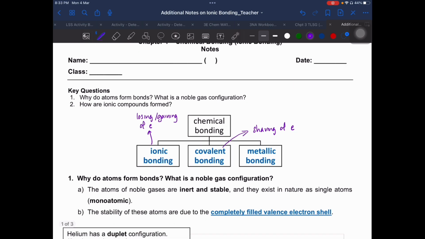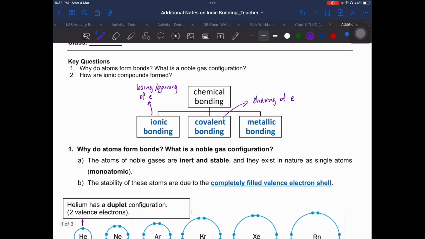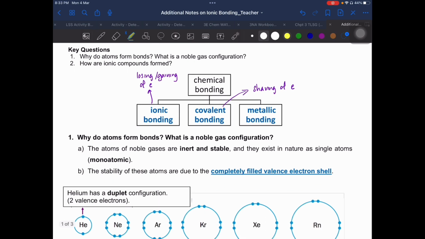So just a quick recap on why we are even concerned about these ideas of bonds, right? Why do we want to know whether atoms should form bonds or not? If you recall in the earlier chapter on atomic structure, I mentioned this thing called noble gas electronic configuration, or something that we call a completely filled valence electron shell.